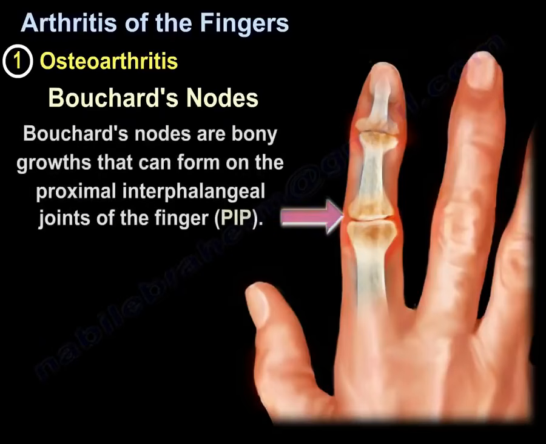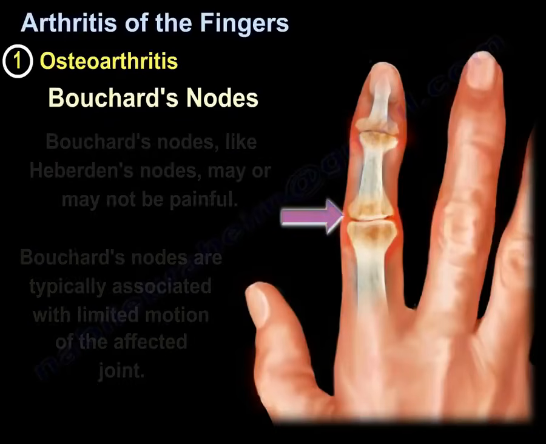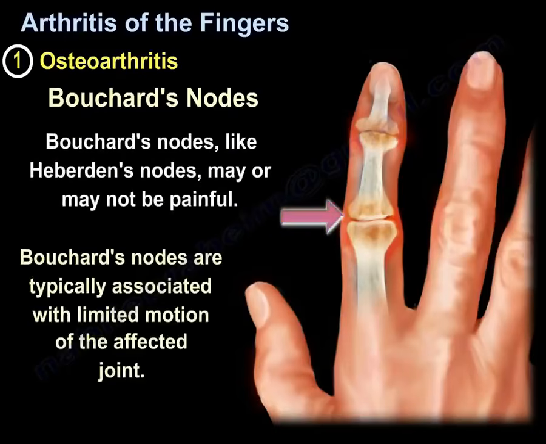Bouchard's nodes. Bouchard's nodes are bony growths that can form on the proximal interphalangeal joints of the fingers, which is the PIP. Bouchard's nodes, like Heberden's nodes, may or may not be painful. Bouchard's nodes are typically associated with limited motion of the affected joint.